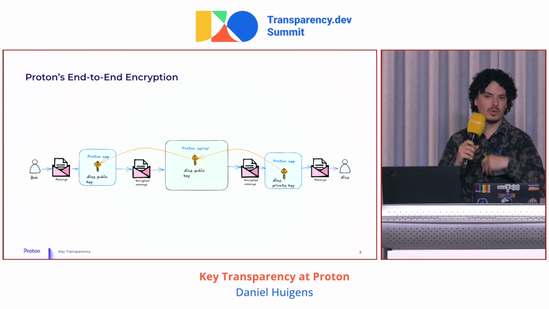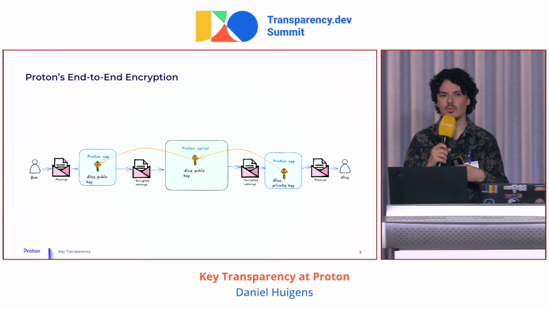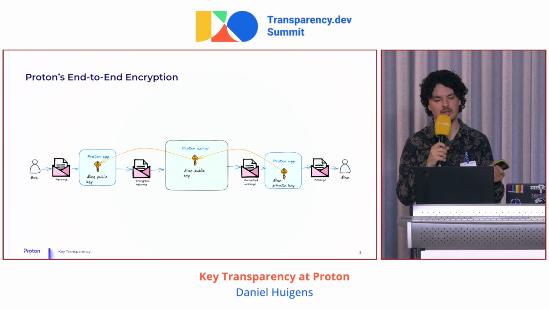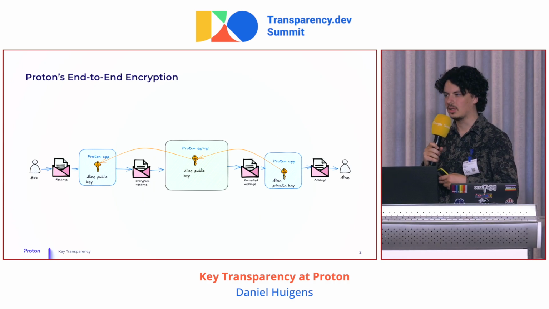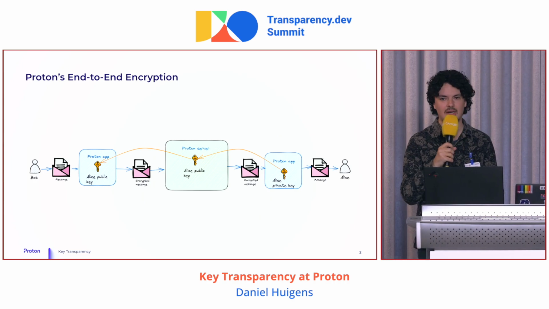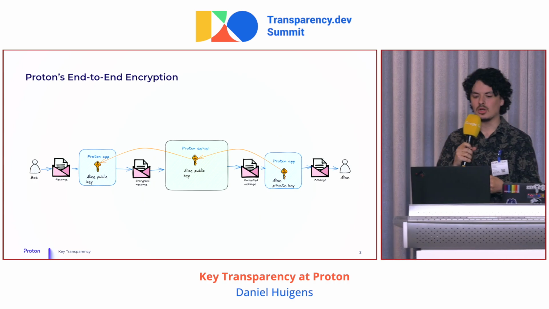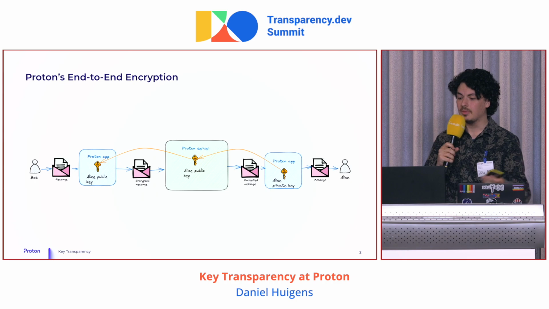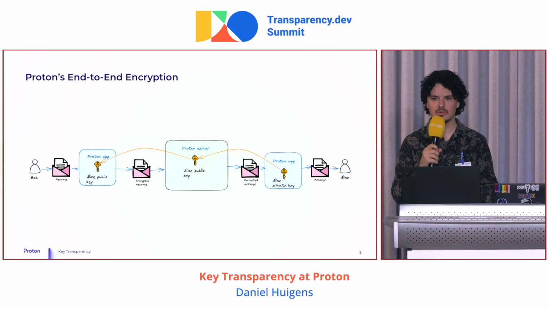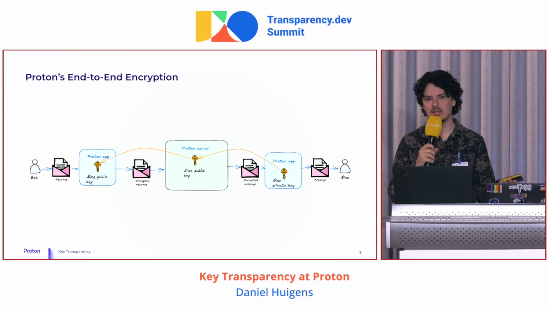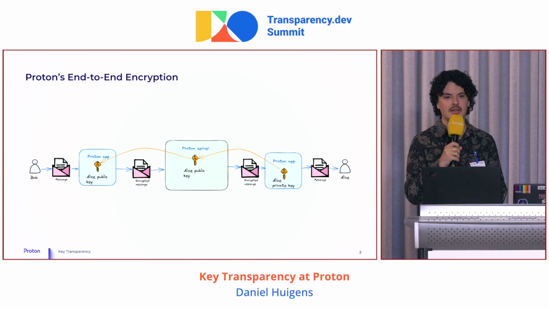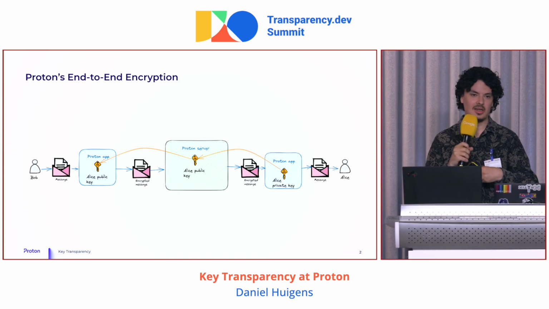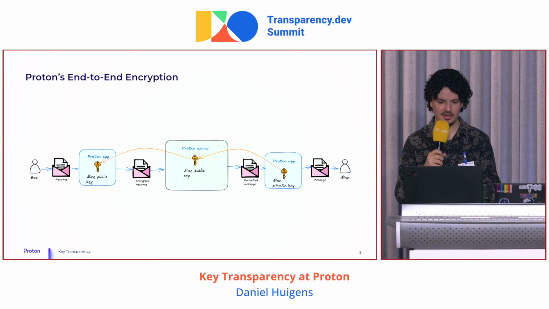Basically, when you send an email, or when you share a folder or file in Proton Drive, or when you share an event in Proton Calendar, you look up the public key from the Proton server and encrypt the message or the file or whatever it is with the public key and send it to them, and then they can decrypt it, which is great.